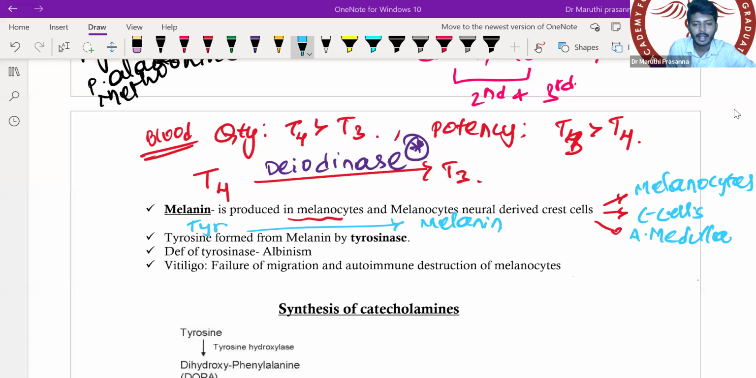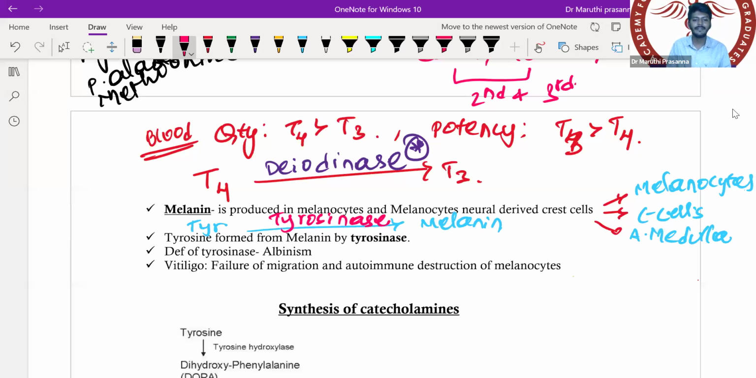The answer is adrenal medulla, that is the correct answer. Now let's understand: tyrosine to melanin conversion takes place by which enzyme? What is the name of the enzyme? Very good. Repeat, everybody: tyrosinase. Tyrosine will convert into melanin with the help of an enzyme called tyrosinase.